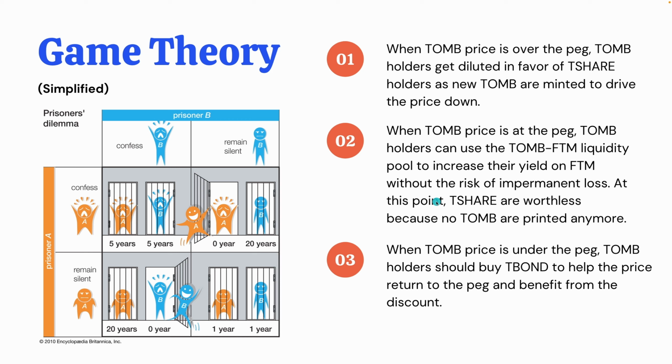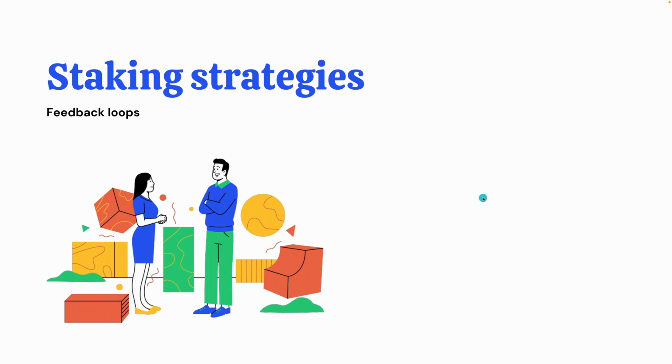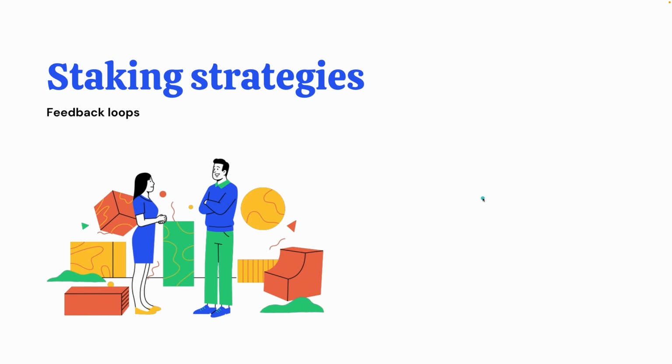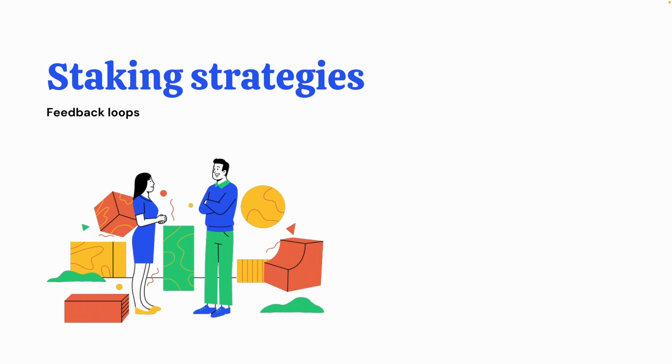And this is actually one of the biggest challenges of these projects, these algorithmic coins, because you need a community of people that are trusting and believing in your project, and they are willing to buy these T-Bonds to support your project. Now, having in mind everything I just went through, we end up with these possible staking strategies. And now let's run these feedback loops and see how they look.